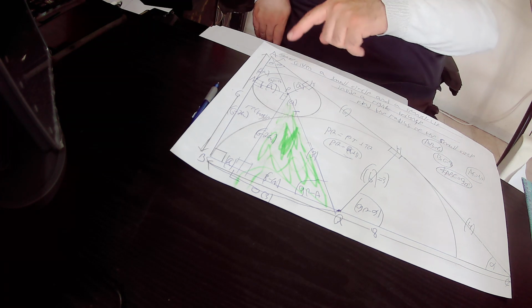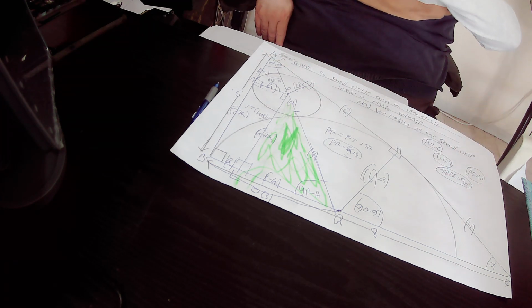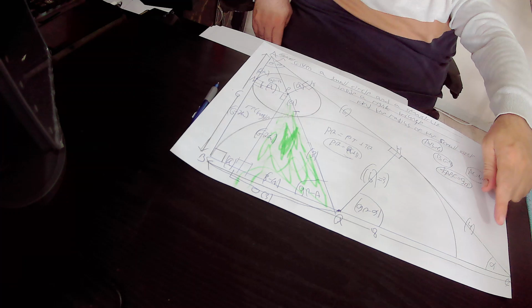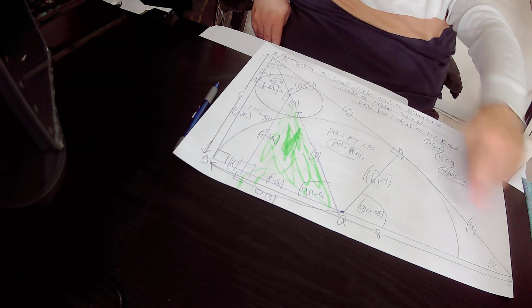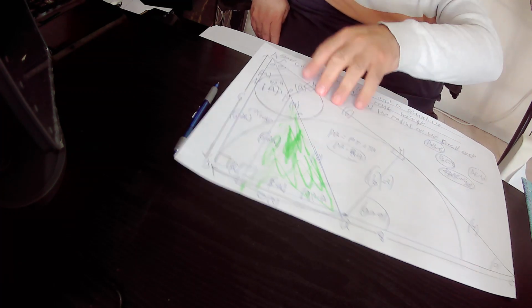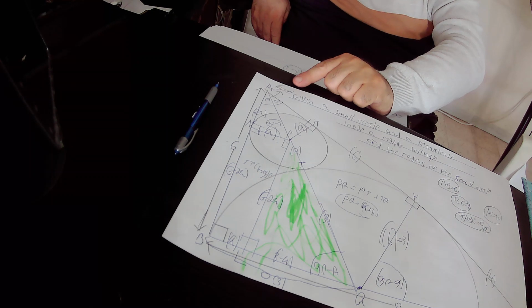Likewise, if you focus on the big right triangle ABC, this angle equals alpha, this angle equals 90 degrees, therefore this first missing angle must be equal to 90 degrees minus alpha.